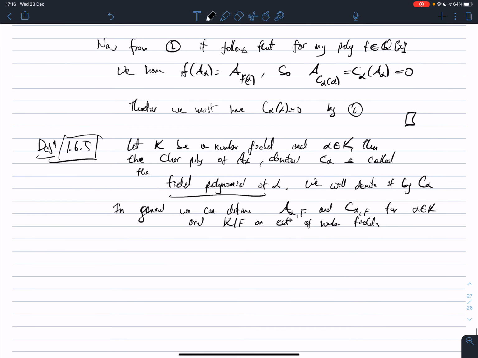Now, how does this field polynomial relate to the minimal polynomial that we talked about before? So here's a proposition, 1.6.6. I'm going to let K be Q of alpha for alpha some algebraic integer, algebraic number.